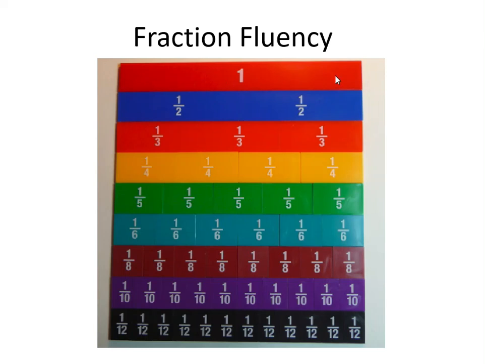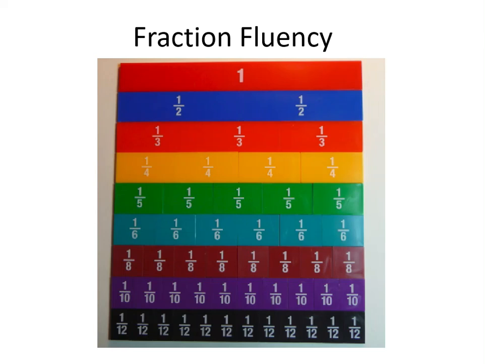Right here, we have all the fraction pieces. Each one of these, if it has a 1 on top, is called a unit fraction. So on the blue part here, there are 2 unit fractions. You have 1/2 and 1/2. Together, these 1/2 and 1/2 equal a whole.